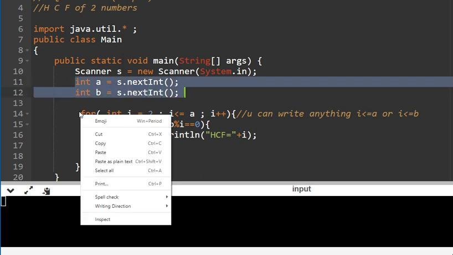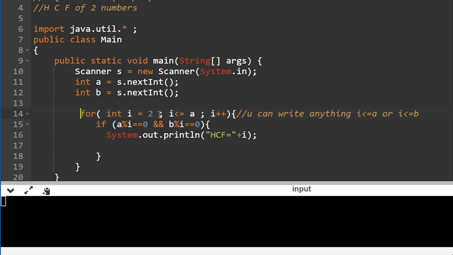After that, I made a for loop which started from 2 and we can end it also till a and also till b. The answer will be always same. There will be no difference. So first of all, let me tell you what is HCF. HCF is highest common factor.